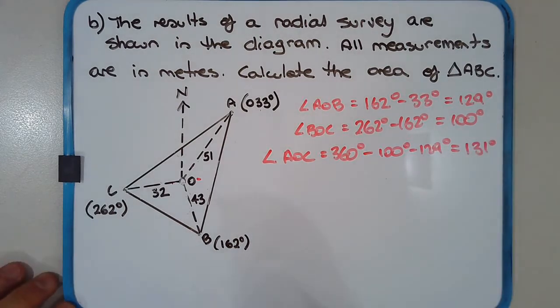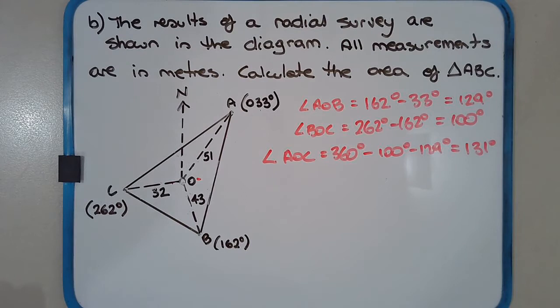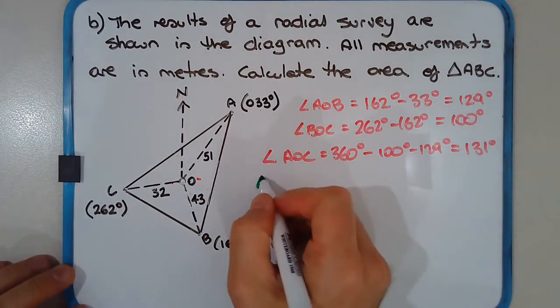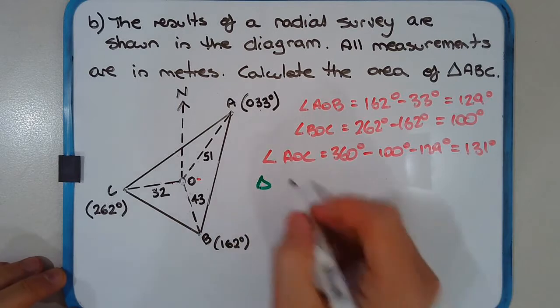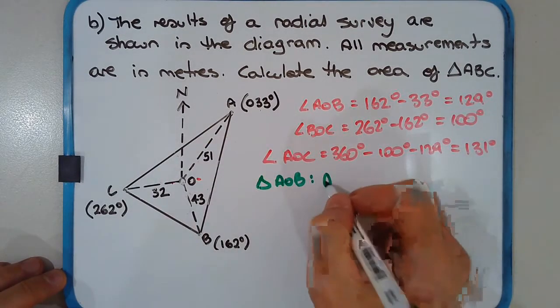Okay, so I think we got what we need now. Now let's work out the area of each of these three smaller triangles. Okay, and we're going to calculate the area of triangle ABC just correct to the nearest square meter again, just to keep it nice and simple there. Okay, so let's have a look at triangle AOB. We'll just go in turn. We'll just go clockwise.